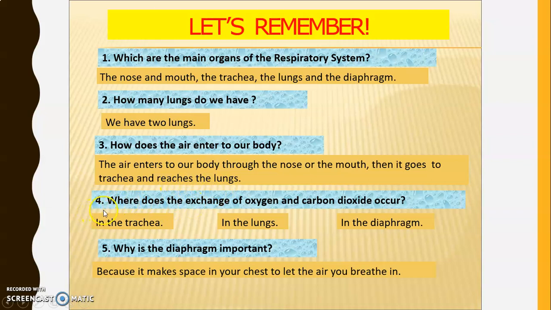Number 4, where does the gas exchange of oxygen and carbon dioxide occur? Occur here means happen. So where does it happen? Does it happen in the trachea or in the lungs or in the diaphragm? Of course, you know it's in the lungs. And why is the diaphragm important? It is very important because it makes space in your chest to let the air you breathe in.